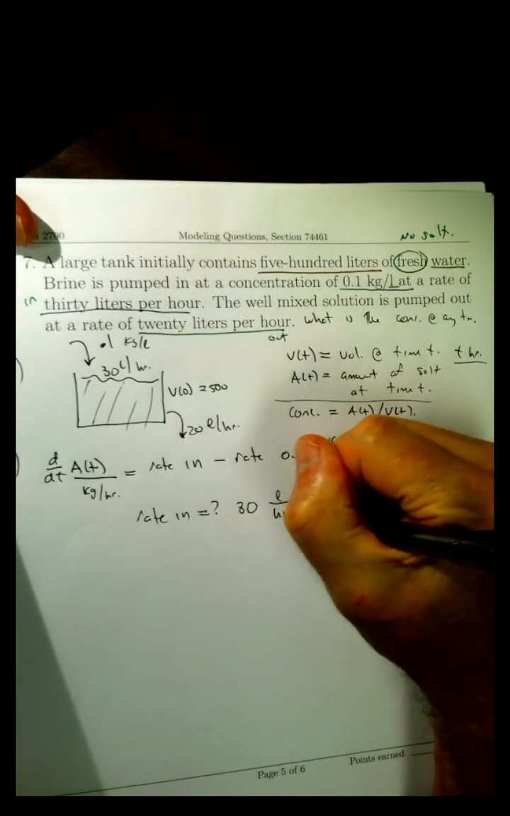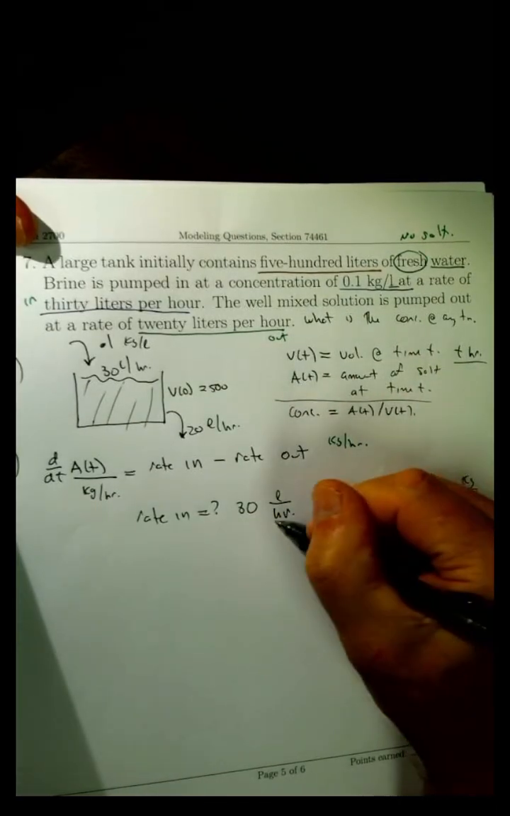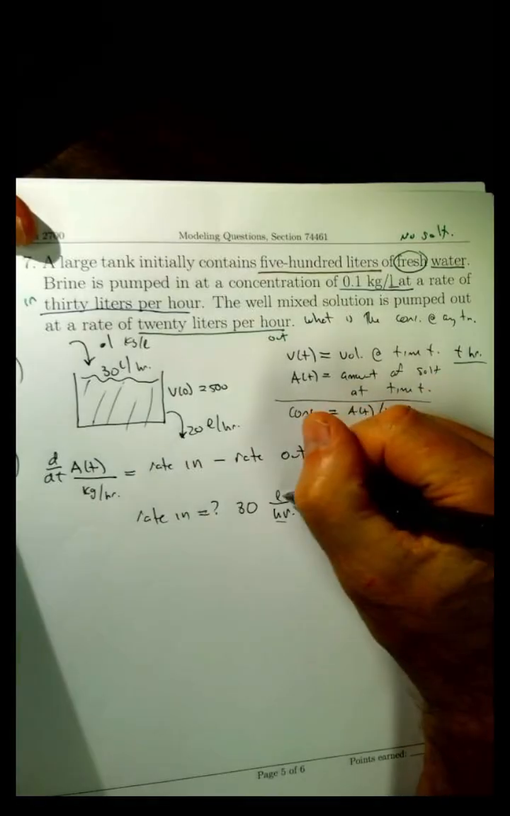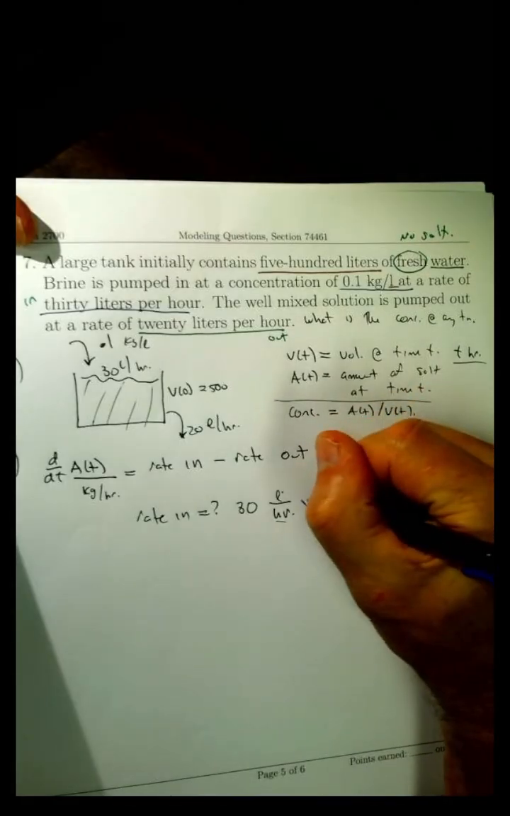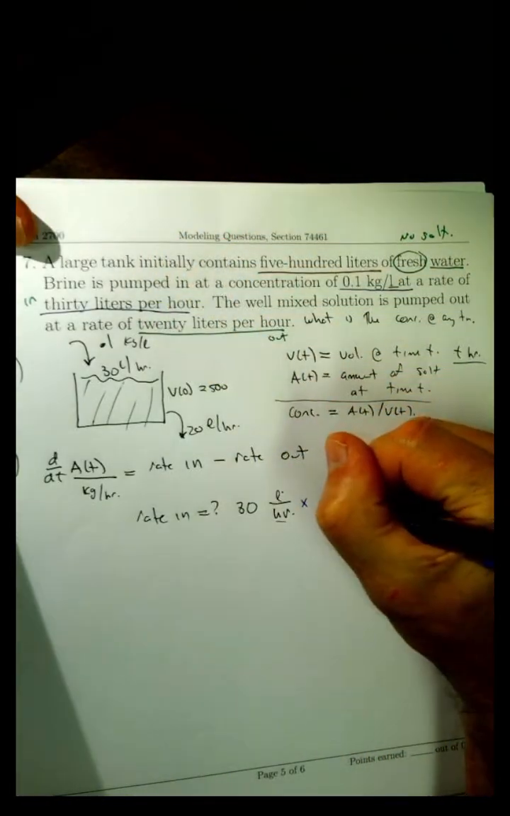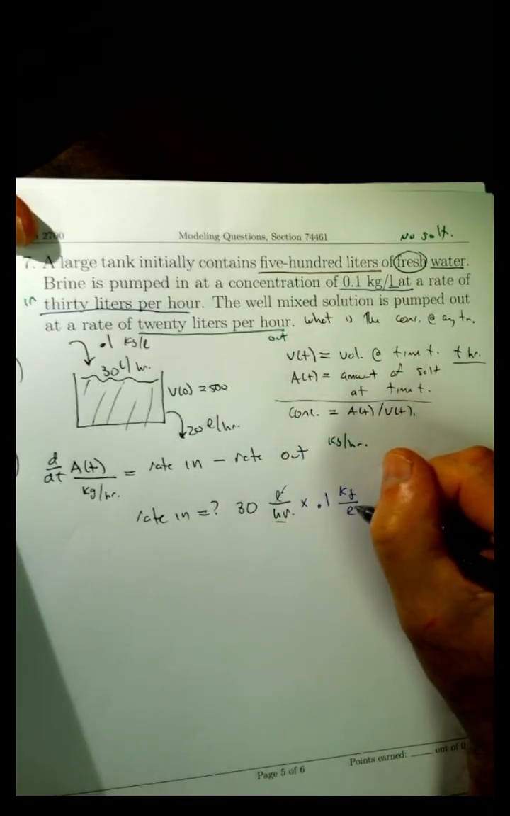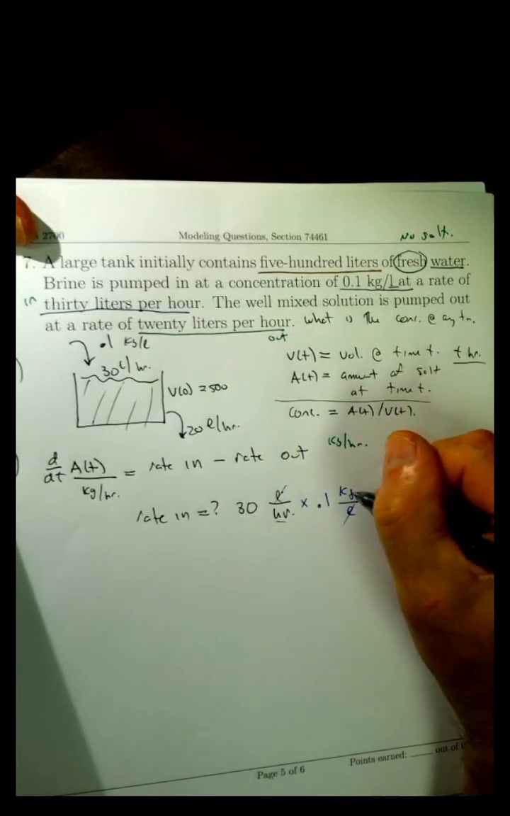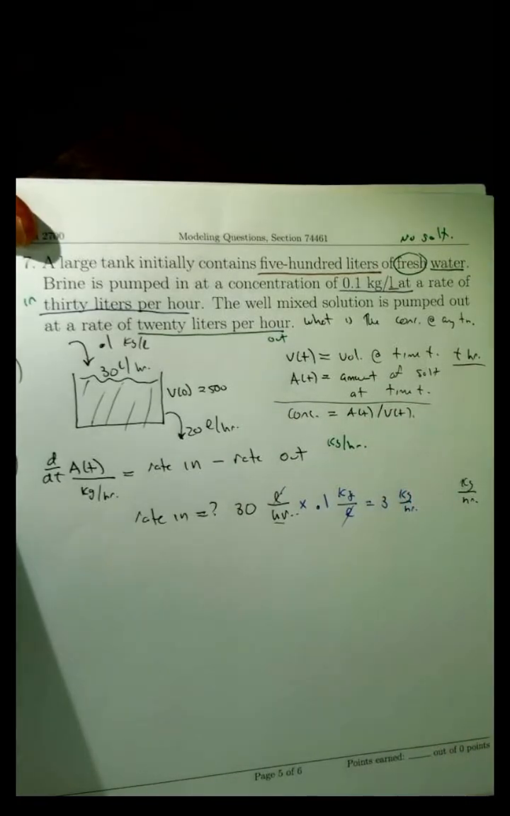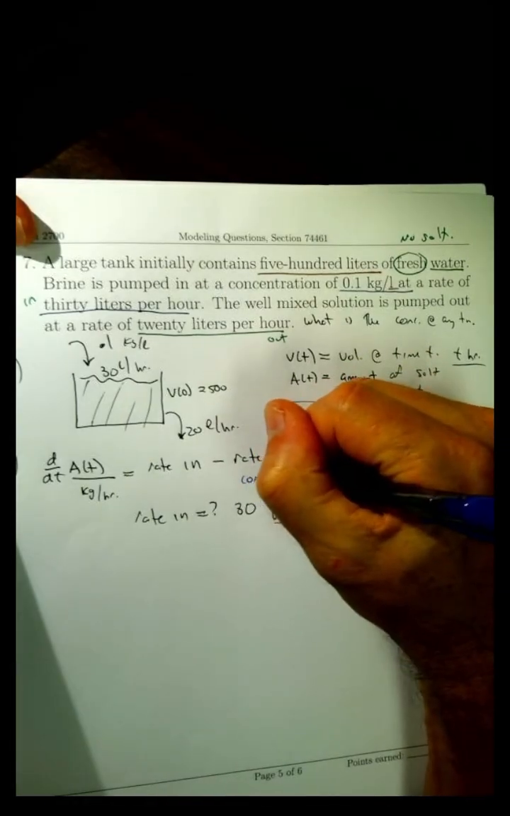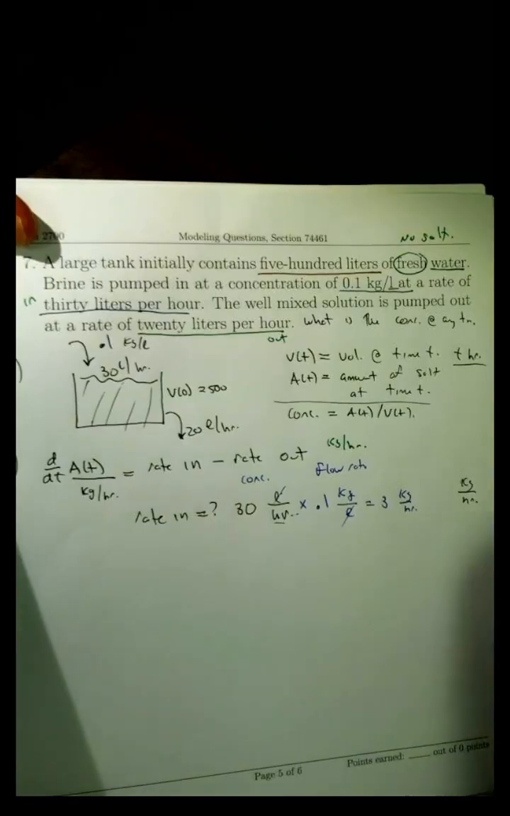stuff is coming in at 30 liters per hour. And again, I want kilograms per hour. I've got the per hours there. I need to get rid of liters and I need kilograms. But notice, if I multiply by the concentration, that's kilograms per liter. Liters cancel. I'm left with kilograms per hour, so that's 3 kilograms per hour. And notice this is concentration times flow rate. So that's going to help us for the next part.